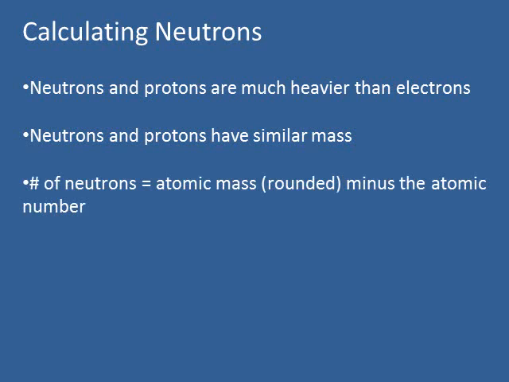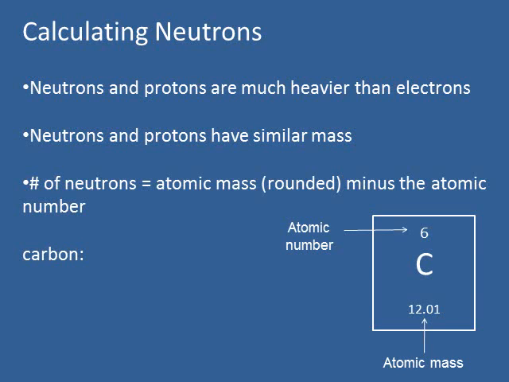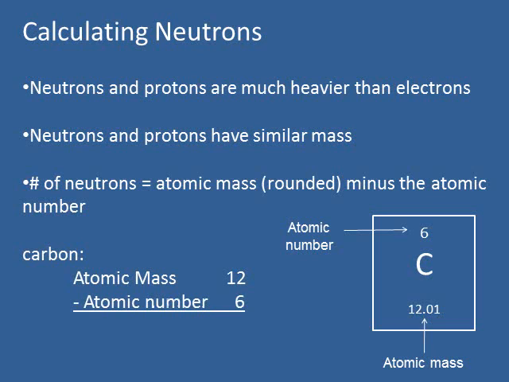So in order to calculate the number of neutrons, you subtract the atomic number, which is just the number of protons, from the full atomic mass once you've rounded that number. For example, looking at the entry for carbon from the periodic table, you see the atomic number, the number of protons, is 6, and that the atomic mass is 12.01. Now, in order to calculate the number of neutrons, we would first round that atomic mass to 12 and subtract the number of protons, or 6, giving us the number of neutrons equal to 6.